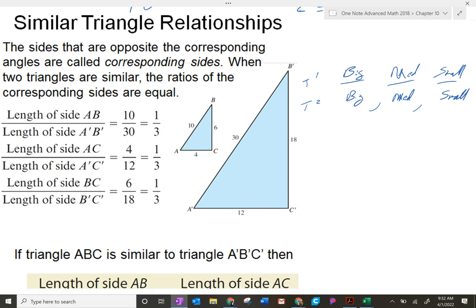Okay, if they give you angles, it's a whole lot easier to figure that out because if the angles match up, then you know that the triangles will match up. But if they only give you sides, this is how you figure it out.